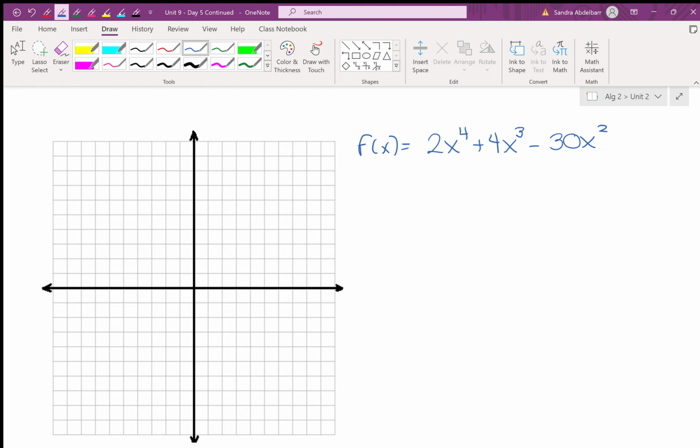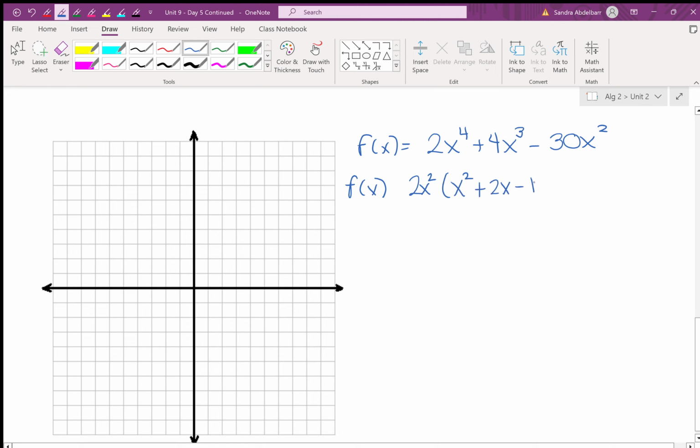Okay, so when we're factoring, what's the first thing we look for? GCF. So I'm going to pull out a GCF of 2x squared. So then we're left with x squared plus 2x minus 15. And now we'll keep on factoring. I set it equal to 0 so I can solve for the roots. So we have 2x squared, and then this is factorable, right? (x plus 5)(x minus 3).